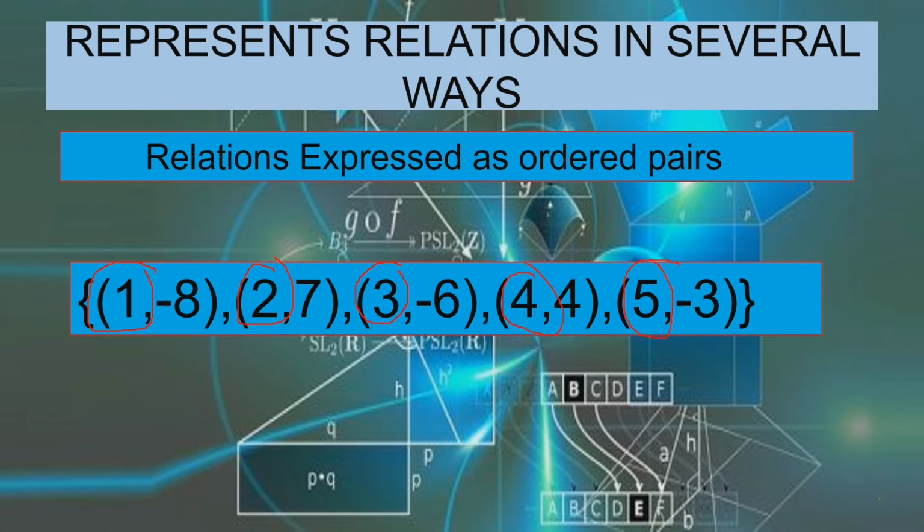How about our range? Our range is our Y values or the output. These are the -8, 7, -6, 4, and -3. Okay, so naintindihan ba kung saan dito yung domain tsaka range natin? So basta tatandaan, ang domain, ito yung mga X values natin. And ang range naman, ito yung mga Y values natin.